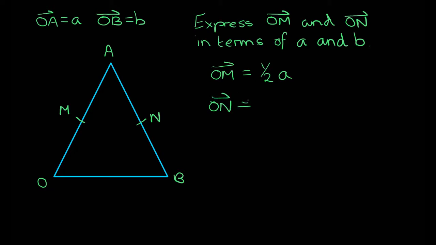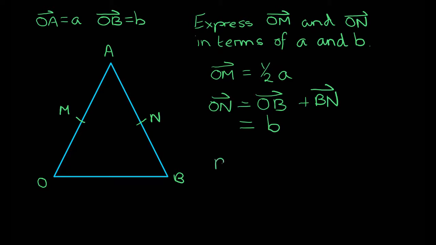So what path could we take here? So let's go from O to B, and we want to go from B to N. So the O to B bit's straightforward, that's B. The B to N isn't straightforward because I don't know B to A. I don't know what that vector is. So I need to go away and work out what that vector is, and then I can halve it because N is halfway along B to A, and then I'll be able to find my B to N.